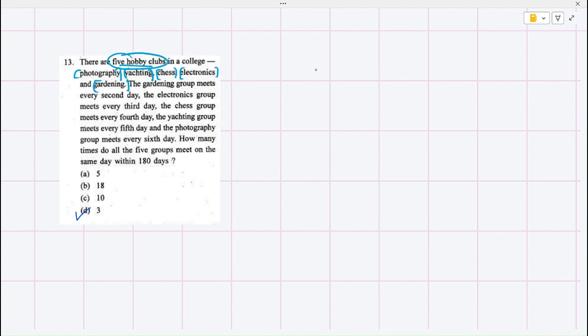Now this question says the gardening group meets every second day. तो यहाँ पे days की बात हो रही है. So for example, here we have the gardening group, then we have the electronics group, फिर chess का है, फिर yachting का, and then we have photography group. तो जो gardening वाला group है, that meets every second day. Electronics, third day, then we have fourth, fifth and sixth.